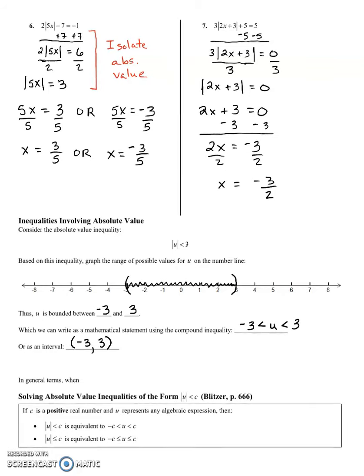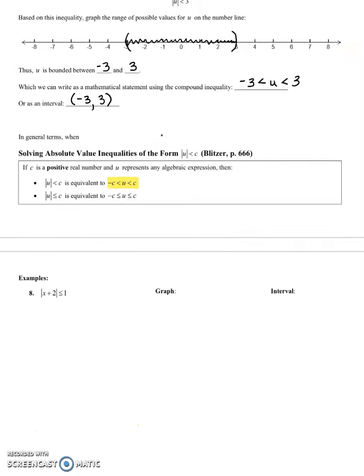So in general terms, when we're solving an absolute value inequality of the form |u| < c, we can change that to the compound inequality -c < u < c. And if |u| ≤ c, it's the same thing except our symbols are less than or equal to. So let's move on to see how we actually solve these.